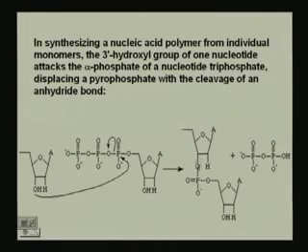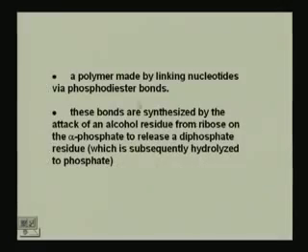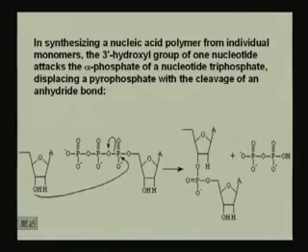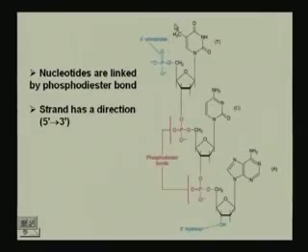We have a sugar, a phosphate. A sugar, if we have another linkage, another phosphate, and so on and so forth. So, we have the polymer made by linking nucleotides by phosphodiester bonds. And how are these formed? They are synthesized by the attack of the alcohol residue from the ribose on the alpha phosphate to release a diphosphate residue. What is that? What is the diphosphate we are talking about? The pyrophosphate that comes off after this attack takes place, right? Then what do we have? So, we have this linkage.